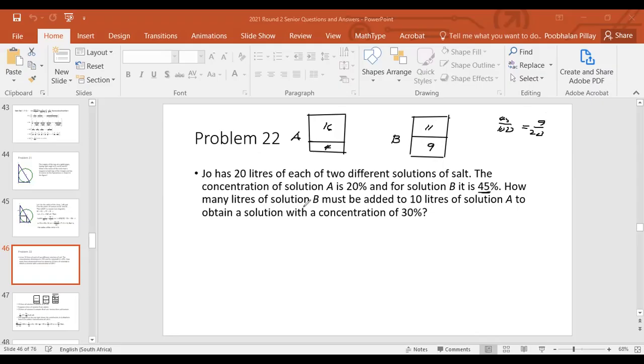Now, the question is, how many liters of solution B? From here, you're going to take out some of the stuff and add it to 10 liters of solution A. So I'm going to reduce this, take some stuff out from here, add it to that and mix up these 2 salt solutions. And I want the final solution to be 30%. That is the question.